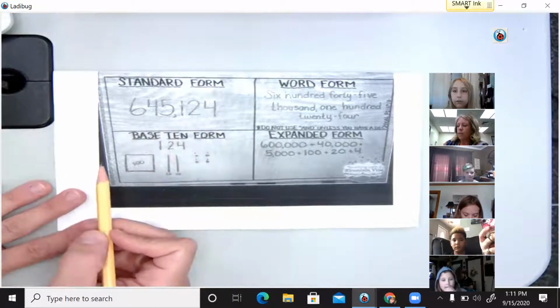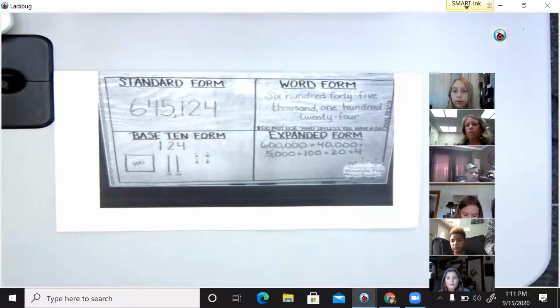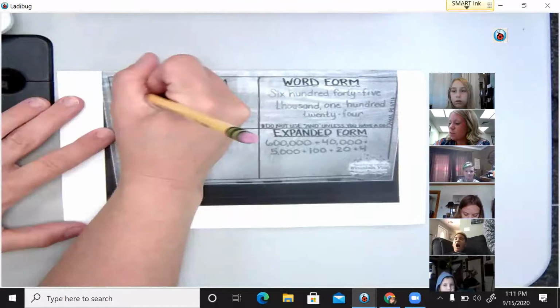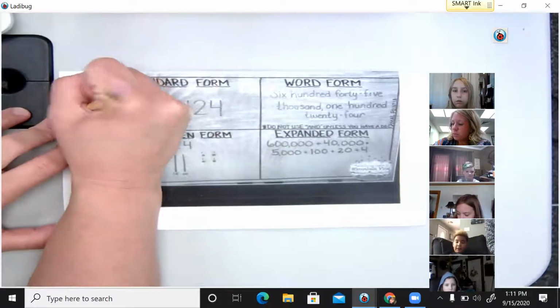645,124. Very good. Now, if you look at standard form, if you had to explain to someone what standard form is, what would you tell them? Standard form is using what to show a number? Don't use the word number. Peyton, you have an idea? Digits. Excellent.